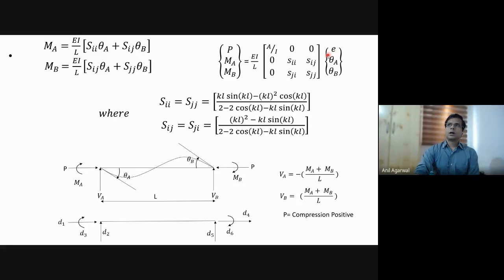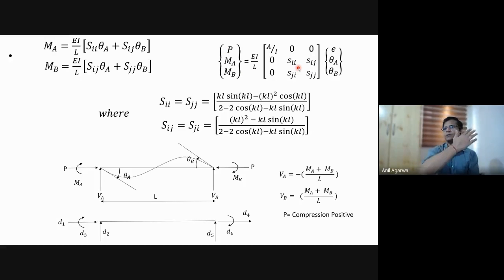No, that's a very generic statement, and that may not be true. When you apply P force here, it is introducing a moment demand here, and that is increasing the value of theta. That coupling is happening in this formulation. That is why you have SII, SIJ terms instead of 4, 2, 2, 4, which are different from those ones. So it is not that P is completely uncoupled with the flexural behavior.